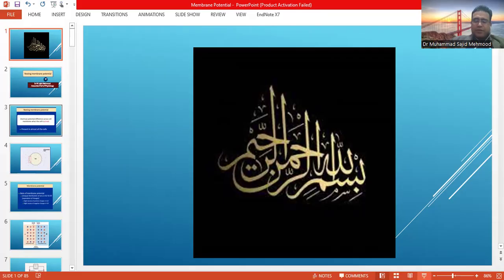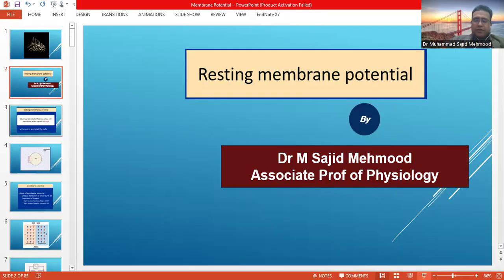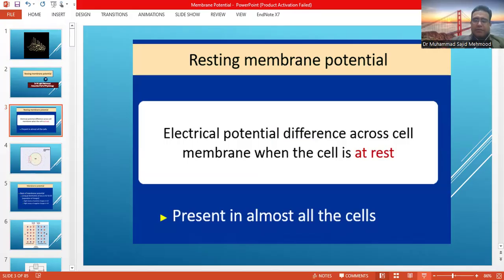Bismillahirrahmanirrahim. Today, the topic which we are going to discuss is the resting membrane potential. The resting membrane potential is the electrical potential difference across the cell membrane when the cell is at rest. This potential difference lies across the membranes of almost all the cells. We are not talking about the excitable cells like neuron or muscle.